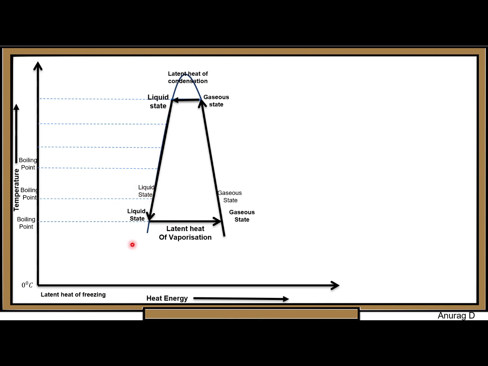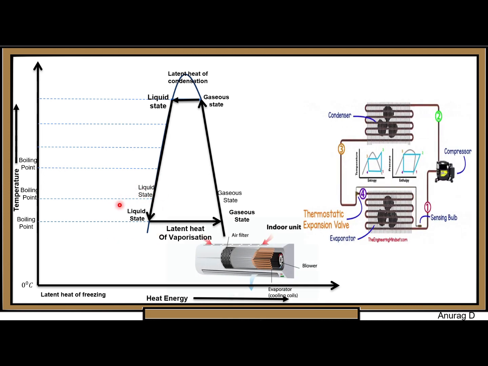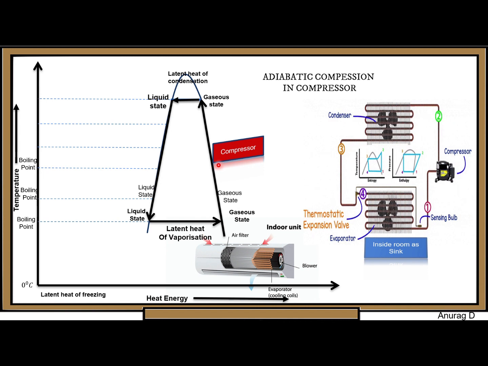The refrigerant in liquid state enters the indoor unit of the AC or refrigerator. It is also called the evaporator. It absorbs the latent heat of vaporization inside the room or inside the fridge and converts the refrigerant into the gaseous state. This refrigerant in gaseous state enters the compressor, which makes its pressure high.